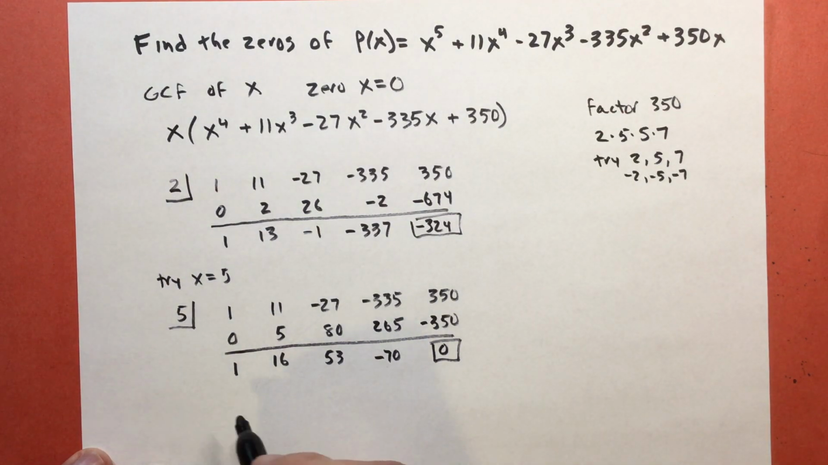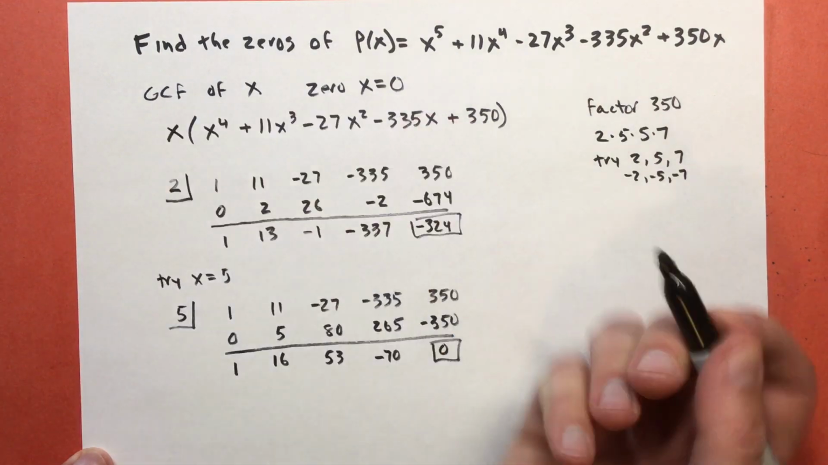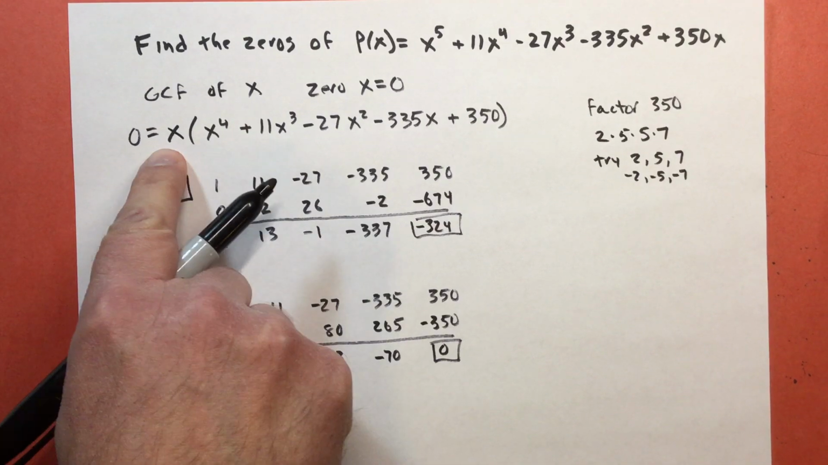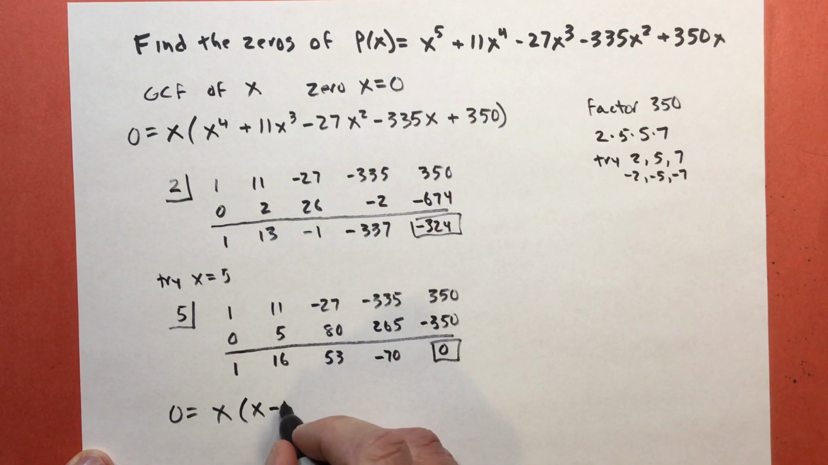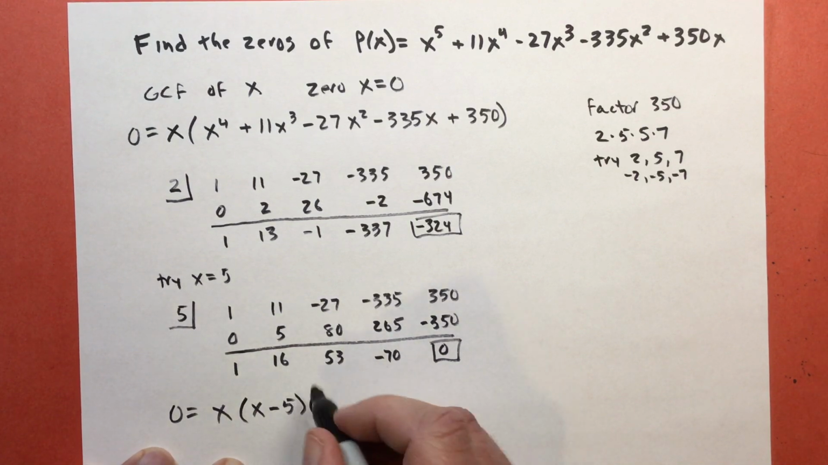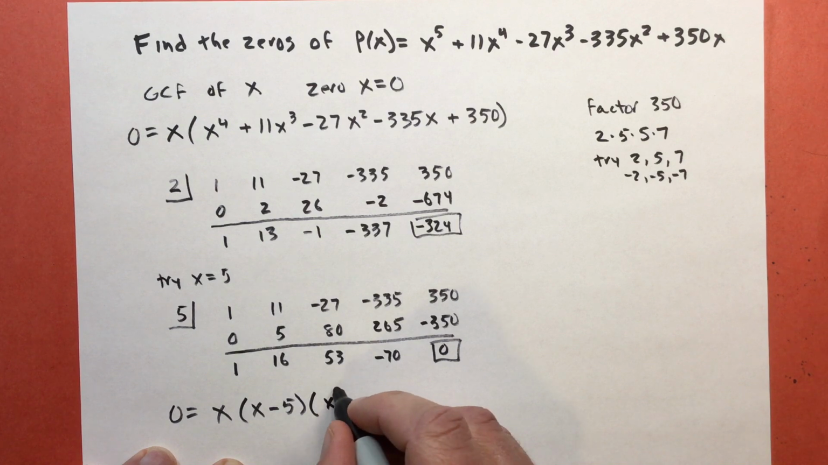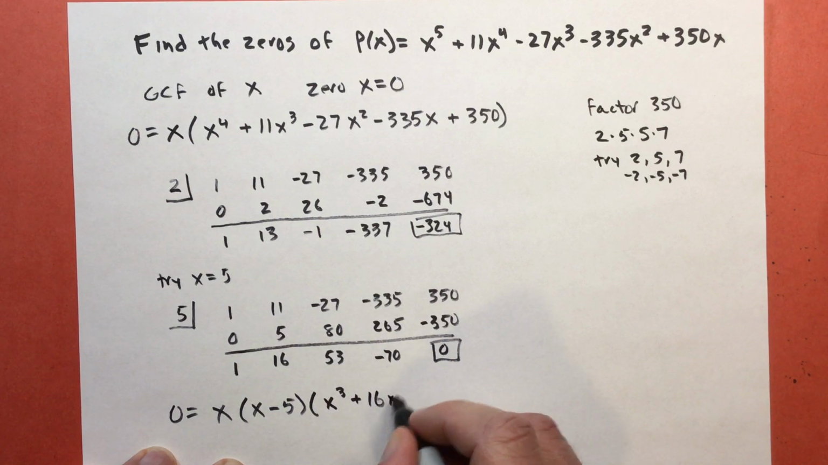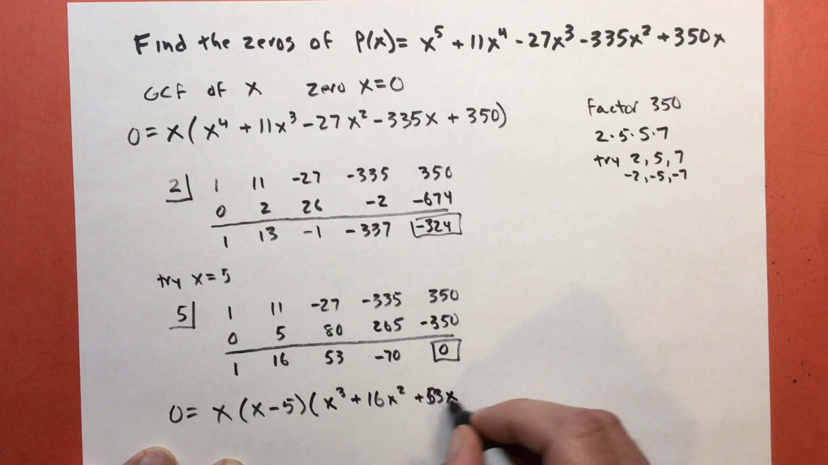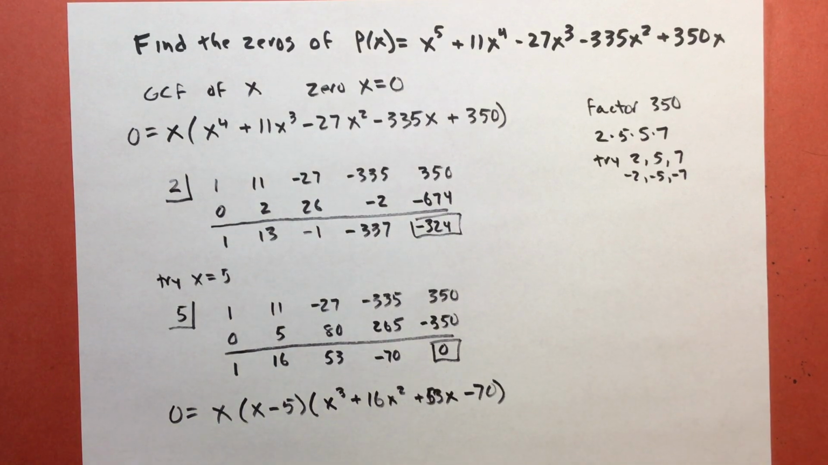That means so far my factored form, and I'm trying to solve for 0, so I'm going to set this equal to 0. My factored form is going to be x, times x subtract 5, because remember it's x subtract the 0, times x cubed plus 16x squared plus 53x subtract 70. All right, cool. So for my 0 so far, I got x equals 0 and x equals 5. Now I got to work with this one.